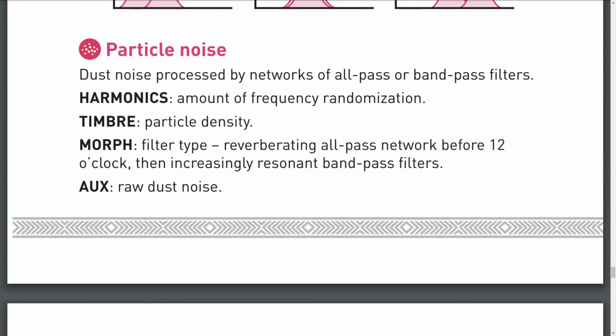Particle noise: dust noise processed by networks of all-pass or bandpass filters. Harmonics: amount of frequency randomization. Timbre: particle density. Morph: filter type, reverberating all-pass network before 12 o'clock, then increasingly resonant bandpass filters. Aux: raw dust noise.